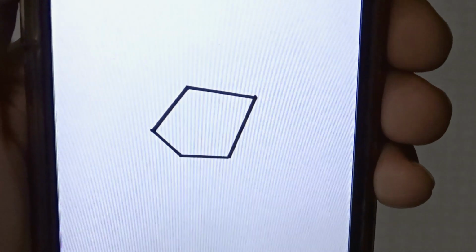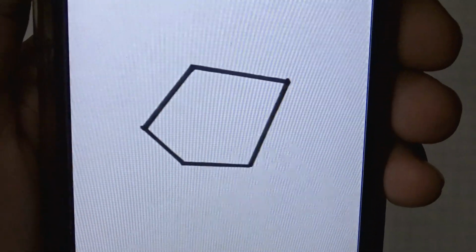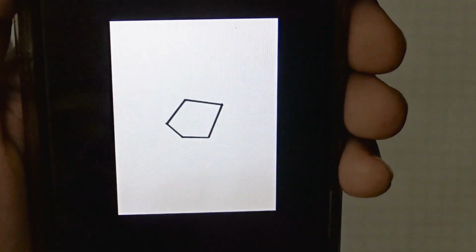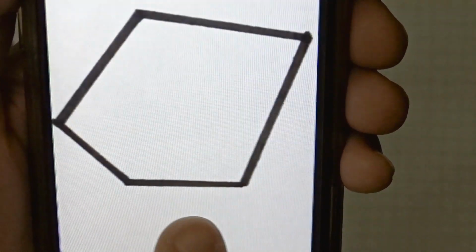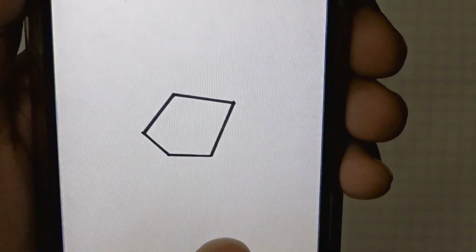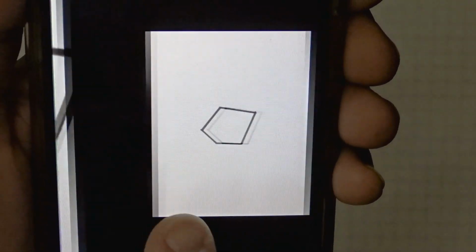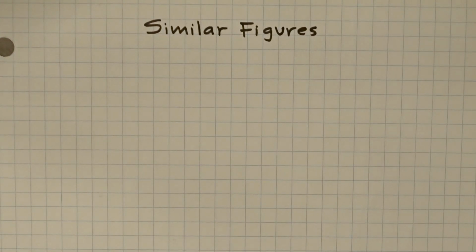So here's a figure. And here's the same figure. Here's the same exact figure. And another the same figure. They're all the exact same figure, same shape, but they're just different sizes. So these are considered similar figures, all right? So let's write that down.